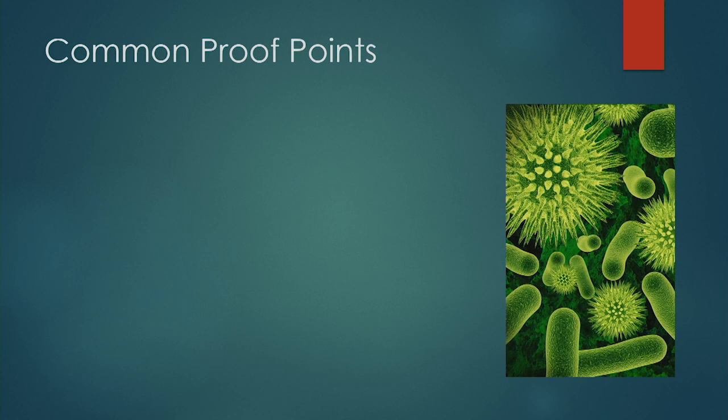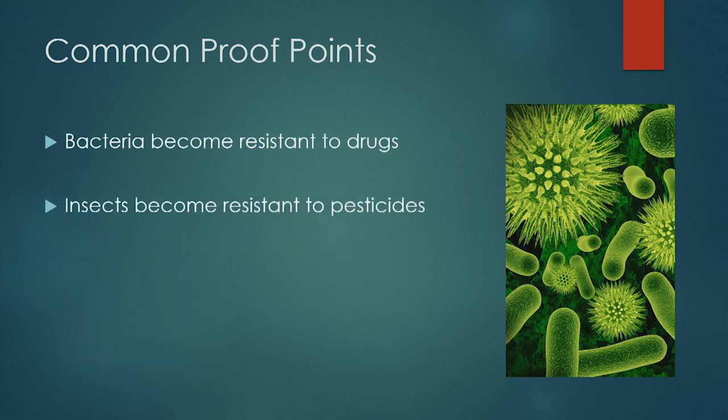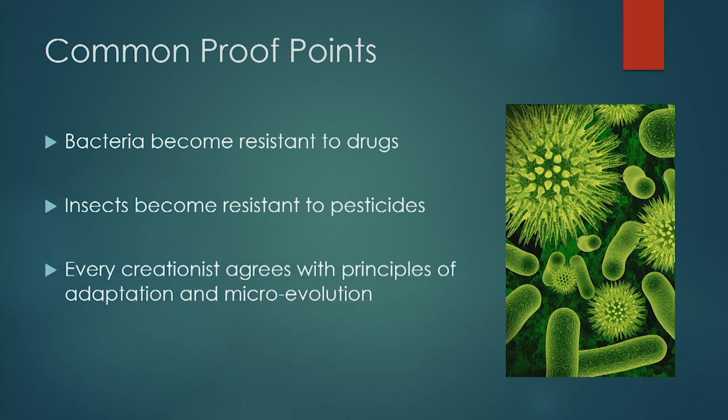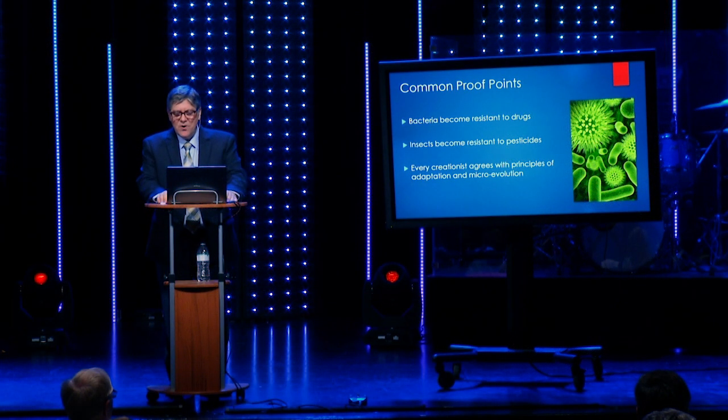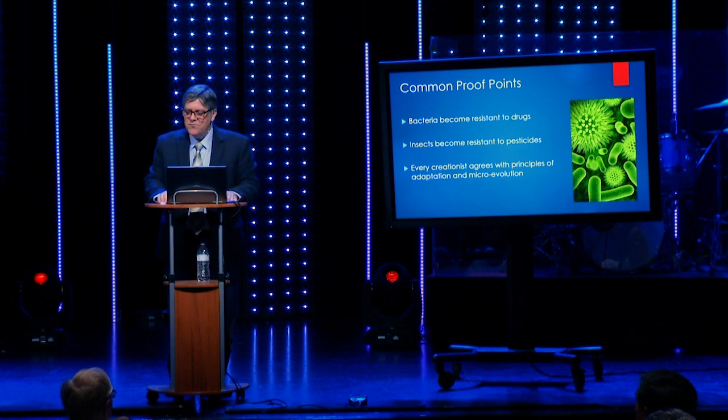Now, and here are the common proof points, is that bacteria become resistant to drugs. Insects become resistant to pesticides. See, it changed. Proof, voila, evolution. But you see, every creationist agrees with the principles of adaptation and microevolution. However, we believe that there are limits to evolutionary change. We believe that organisms vary within a specified range as determined by the DNA.